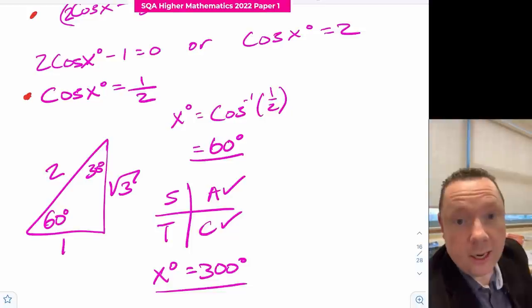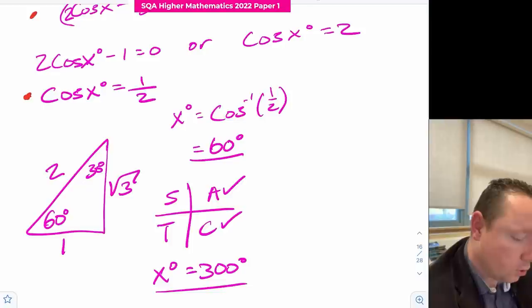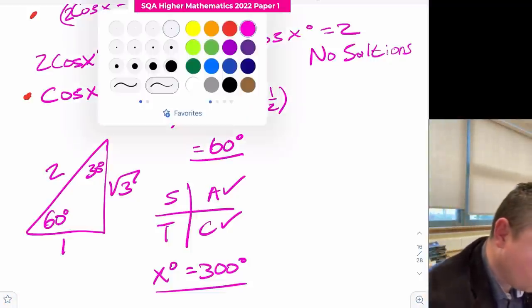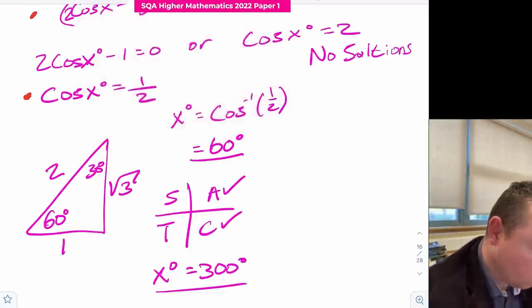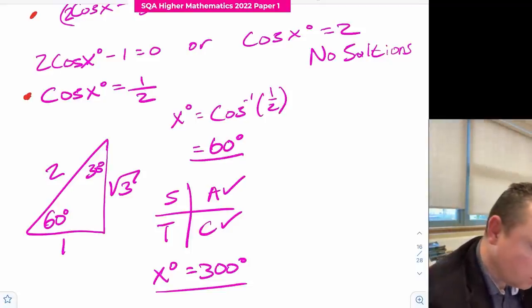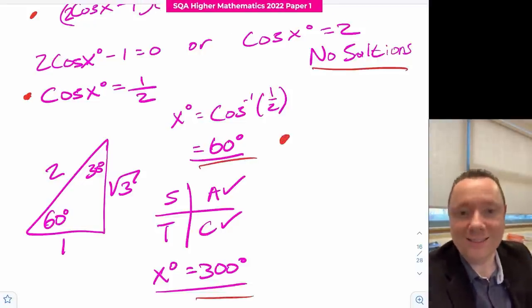Now, looking at our right-hand side, nice and simple, cos x is equal to 2. There's no solutions to that. So we can just say there's no solutions because obviously cos x goes between 1 and minus 1. So for our final mark in this question, as long as we've got 60 and 300 and said no solutions, all of this underlined stuff together gives us our final fifth mark.